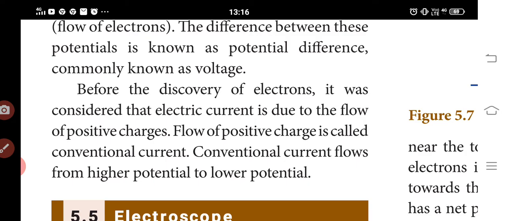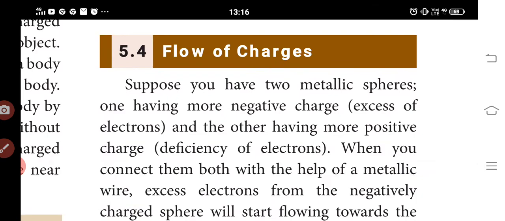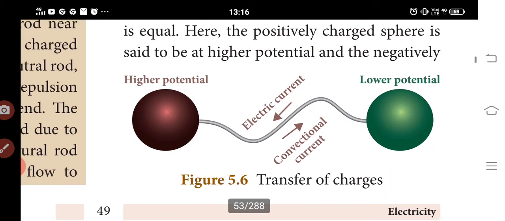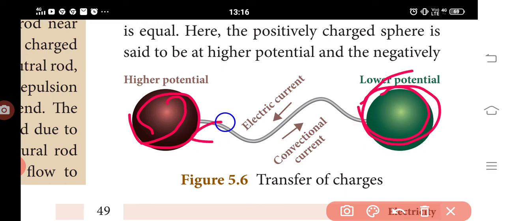So, the flow of charges is the process of supplying or adding electric charge to an object or losing electric charge from an object. Take two metallic spheres. One is at higher potential and one is at lower potential. They are connected with a wire, and the difference is measured by voltage.